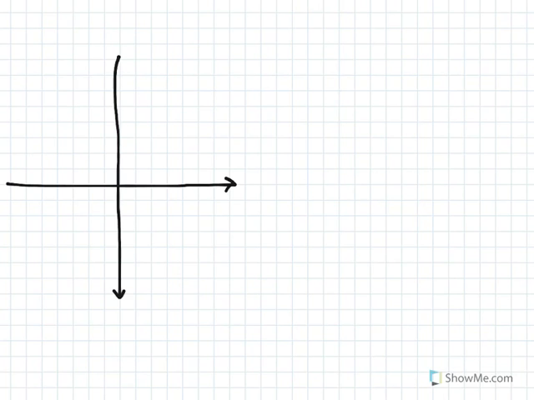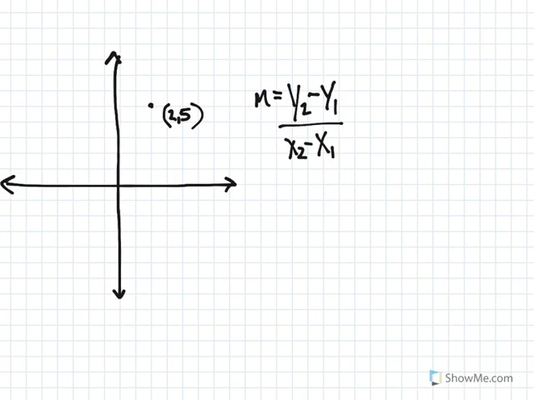All right, let's look at the slope of a vertical line now. Okay, we have our axes. We're going to write our formula. Step 1, always y2 minus y1 over x2 minus x1. Okay, now let's make a vertical line. Let's see. It's going to be (2, 5). Then we have (2, -3). Okay, here's my vertical line.